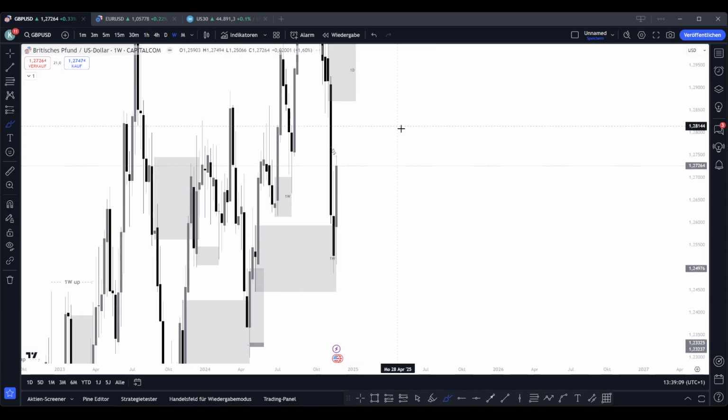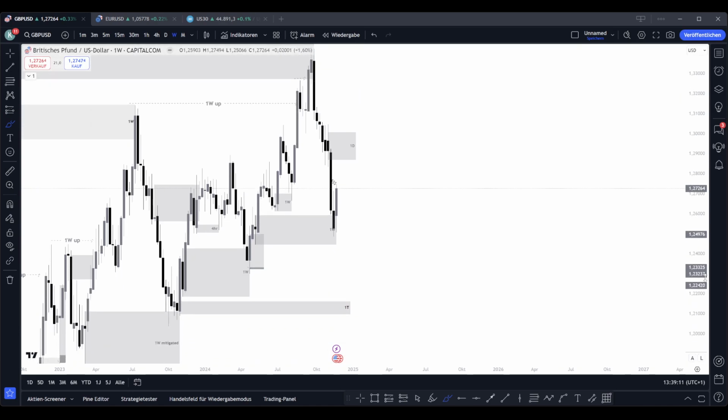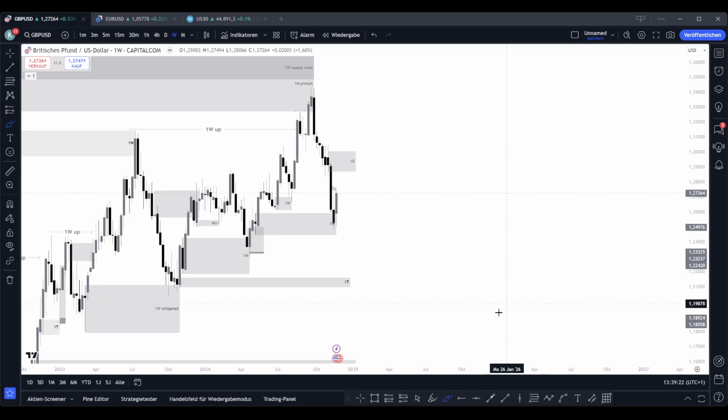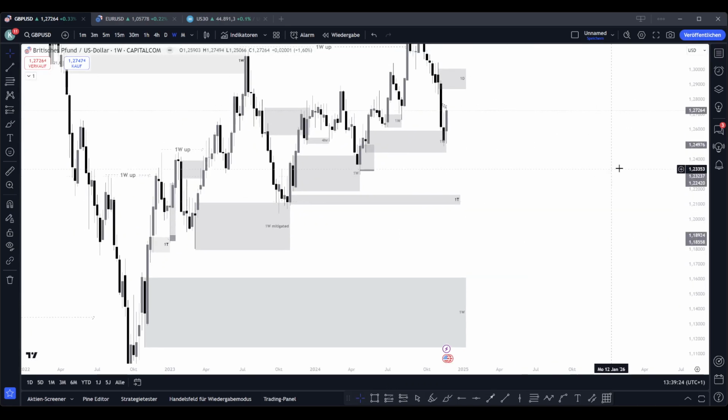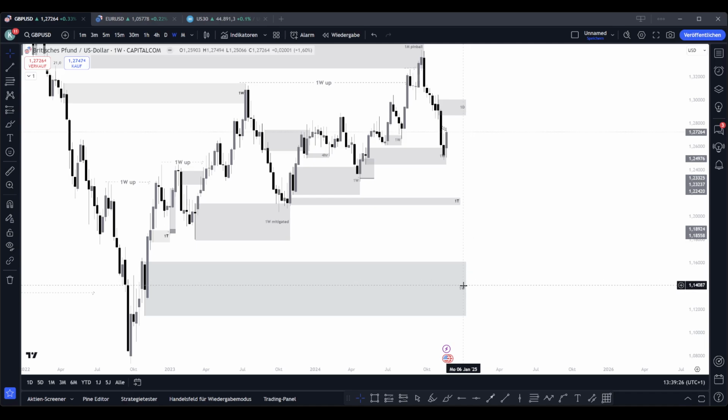I'll go again into the weekly time frame. I've come back again into the weekly time frame to tell you guys this is our first final target. But in the long term, I'm expecting price to drop right below this level, right into this level.